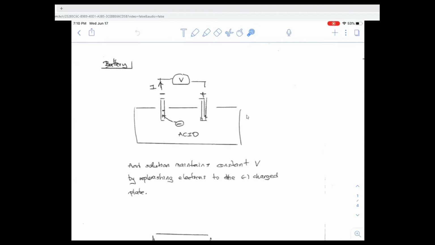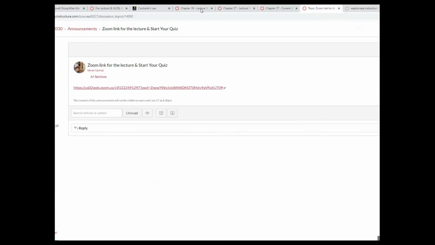So do you guys have these notes in front of you? Yes or no? Do you guys know where to find it? All right, I'm just going to make sure that everyone is on the same page. Just go to modules.